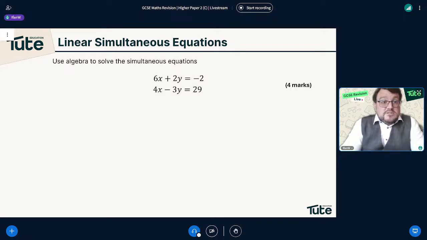Bit of algebra now, right? Oh, the hated algebra, my friend. Remember, algebra, these variables, these letters that people get confused with, they're just numbers. We don't know what they are yet.